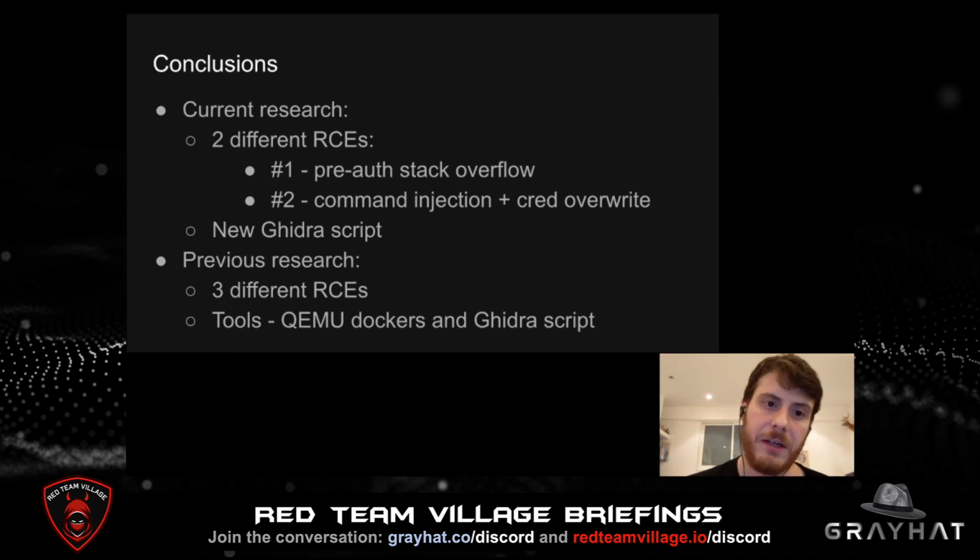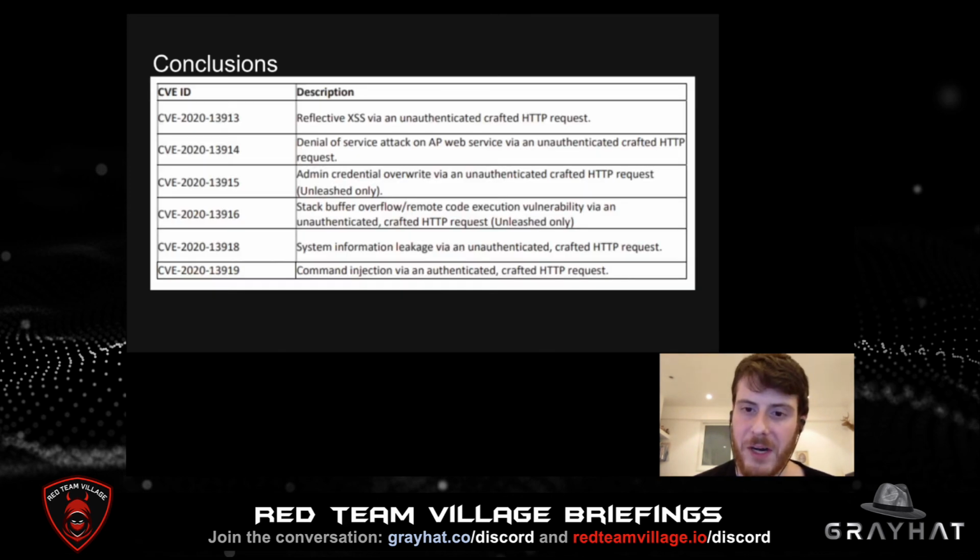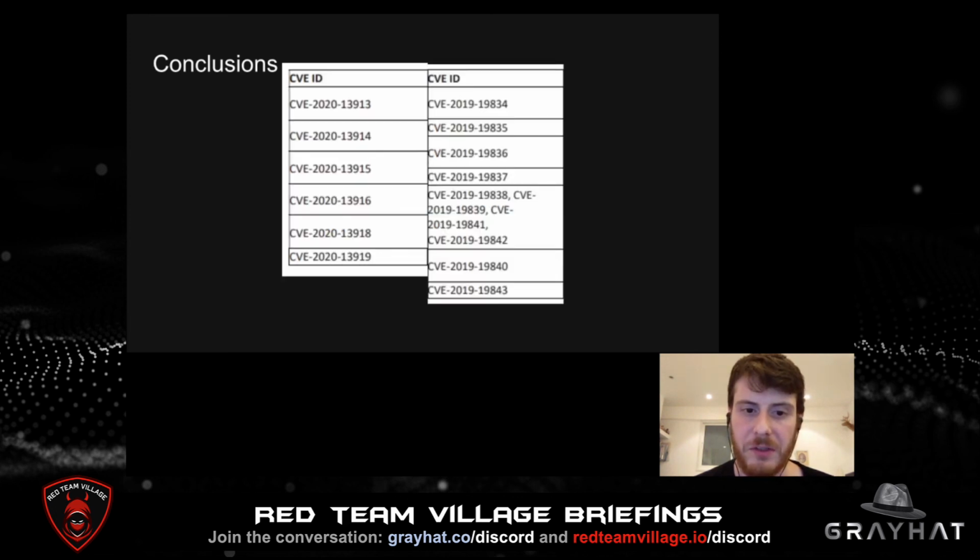So in conclusion, I demonstrated today 2 pre-auth RCEs. The first one was a pre-auth stack buffer overflow with ASLR bypass. And the second was command injection with credentials overwrite. I also introduced my improved Ghidra script that really helped me with this specific research. RUCKUS was informed about these vulnerabilities. I requested 6 CVEs and they confirmed them. In total, these 2 research projects concluded in 17 CVEs and 5 different RCEs.